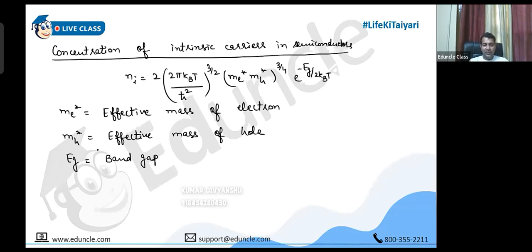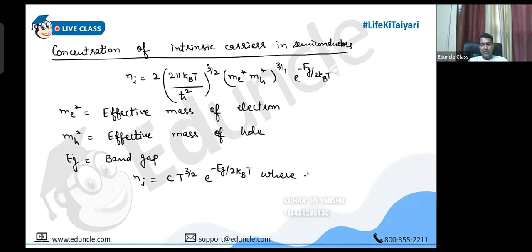Okay. So what is the importance of this? Because everything else is constant, only these terms are variable. So I have put all the constant terms equal to C, where C is equal to 2 times (2πk by h²) to the power 3/2, times (m_e* m_h*) to the power 3/4. This is the C value. Please check. Clear?